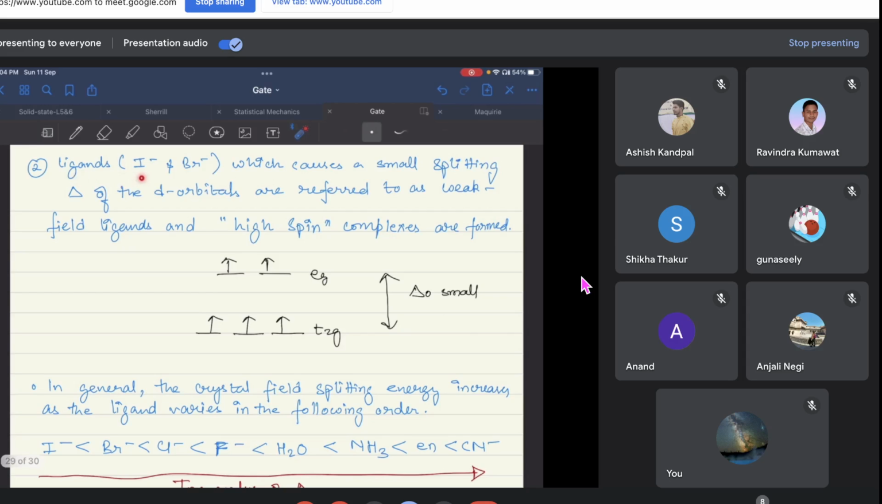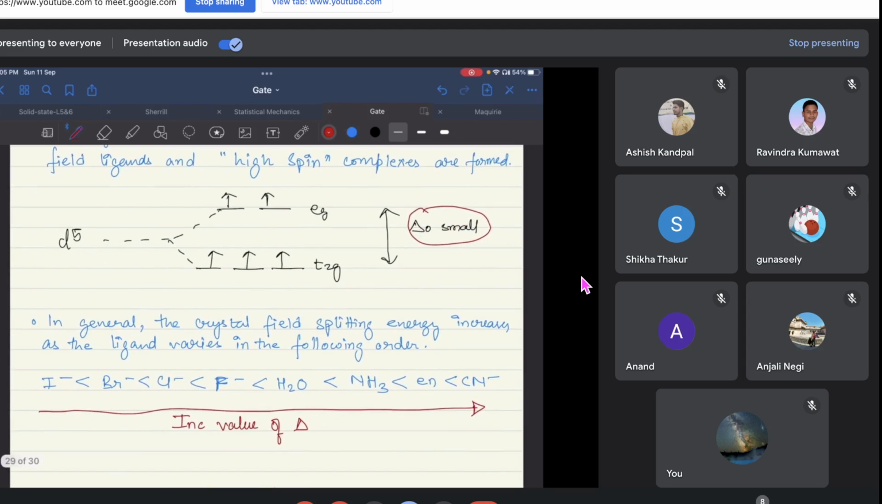Now, the ligands, for example, iodide I negative and Br negative, which cause a small splitting delta of the d orbital, are referred to as weak field ligands, and the complexes formed are known as high spin complexes. So this is an example of a high spin complex for a d5 electron system, electronic configuration. Delta naught is very small, so no pairing takes place in this. So in a high spin complex, always remember that pairing doesn't take place.